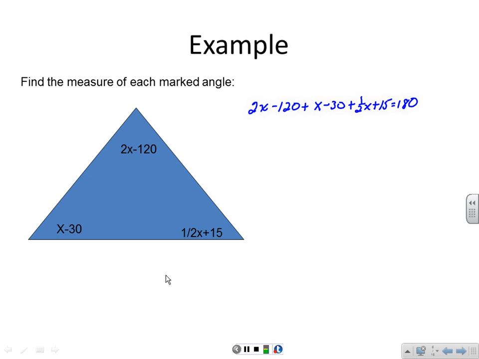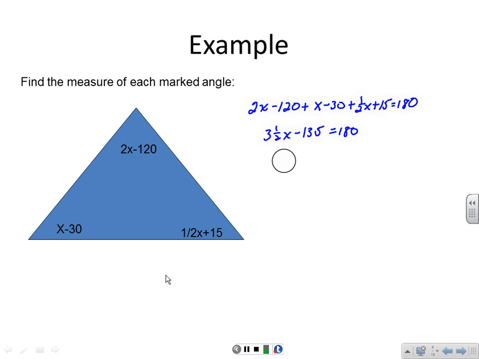Alright, and so we'll do some algebra. So 2x plus 1x plus a half of x is going to be 3.5x. And then you have negative 120 and negative 30 and 15. And that's going to be a negative 135 is equal to 180.